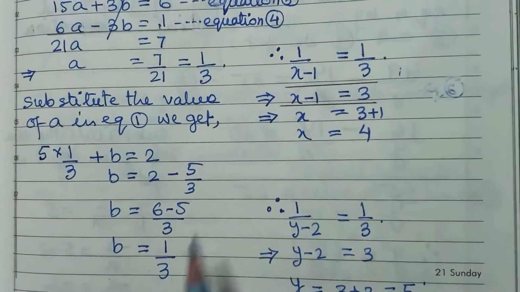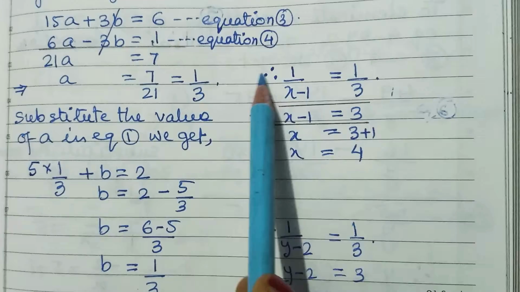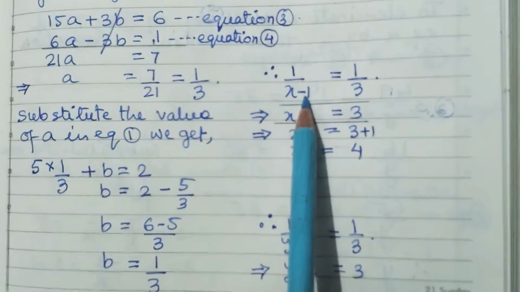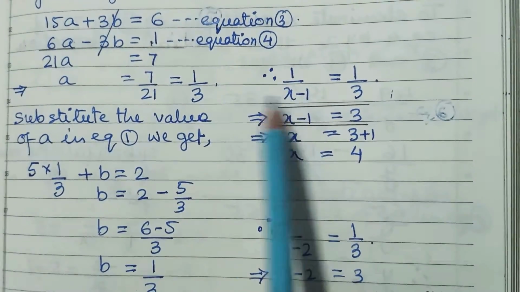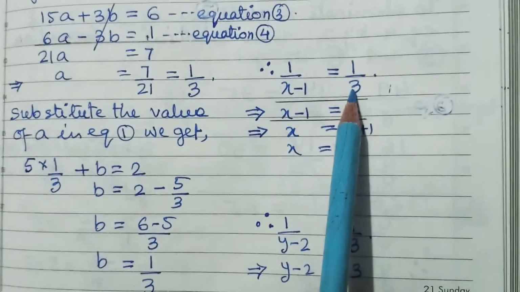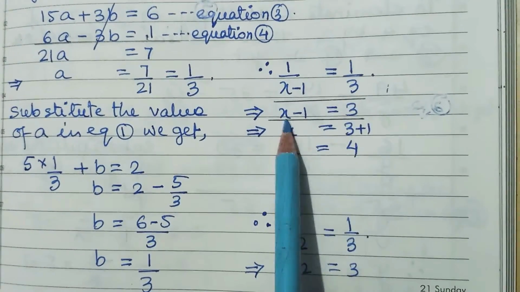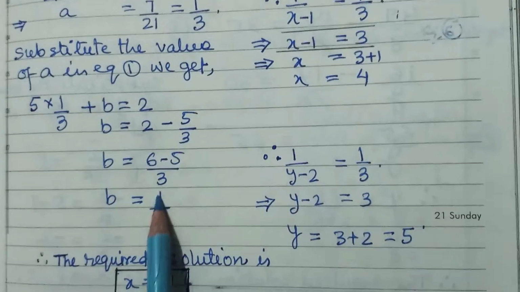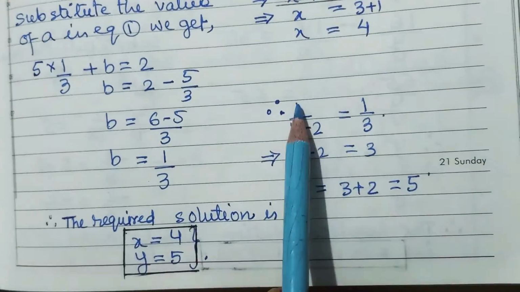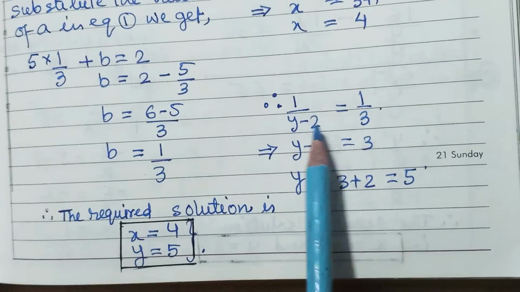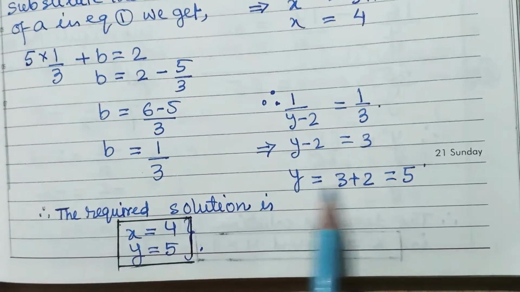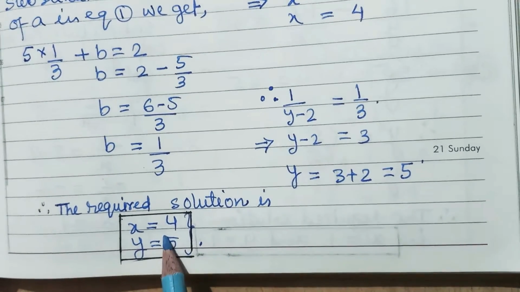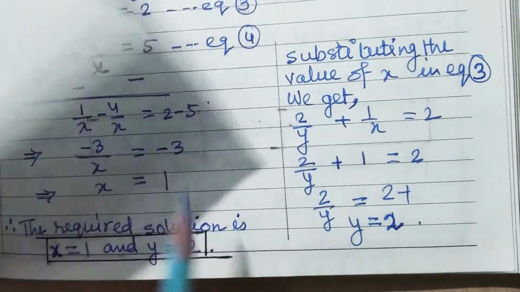Now as we have taken a is equal to 1 upon x minus 1, so 1 upon x minus 1 is equal to 1 upon 3. Cross multiply, x minus 1 equals 3, x is equal to 4. And similarly b is equal to 1 upon 3, b is 1 upon y minus 2 is equal to 1 upon 3. So y is equal to 5. So the solution is x equal to 4, y is equal to 5.